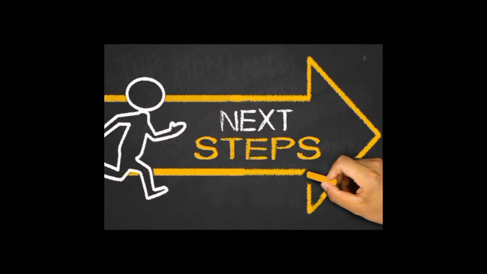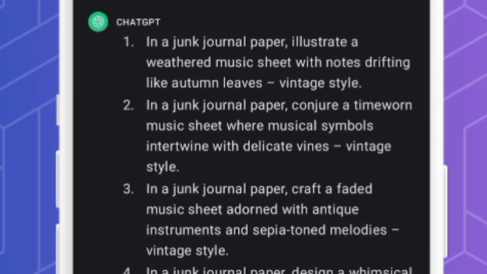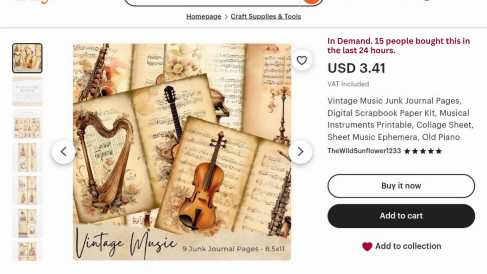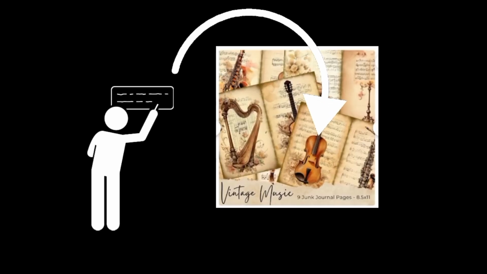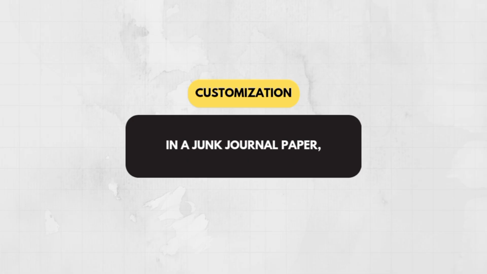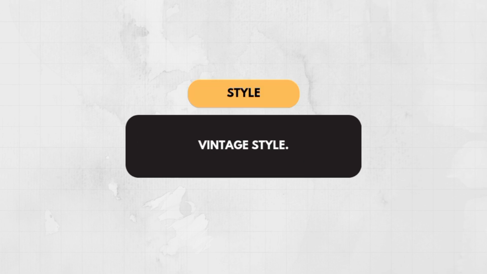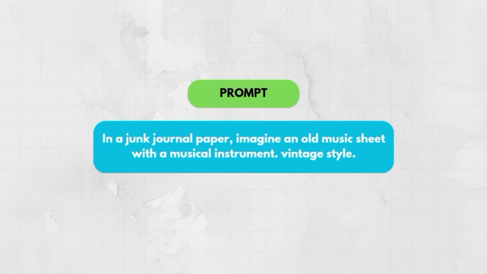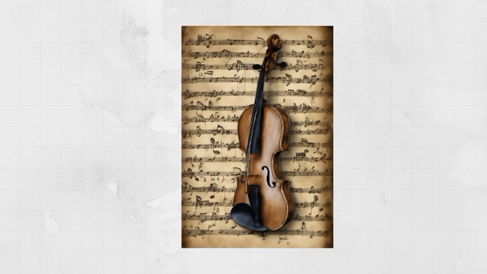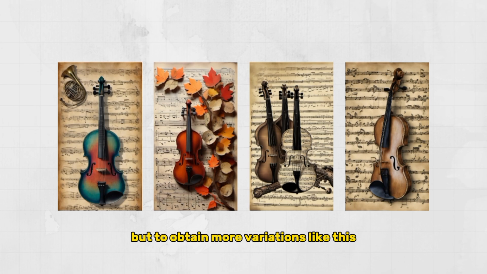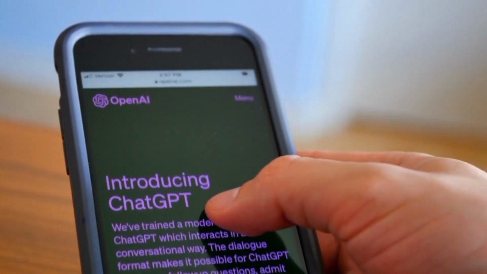Now, back to the next step, which is using ChatGPT to generate more prompts. But for a simple design like this, I start by describing one of the competitors' images using a straightforward concept. First, I inform the AI about the customization of the prompt, then provide the subject and finalize it with the style of the prompt. Now, if you go ahead to generate this prompt, we'll get something like this, which is okay. But to obtain more variations like this, we'll introduce the use of ChatGPT.